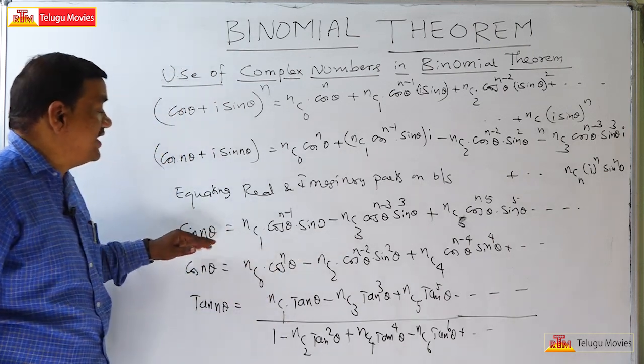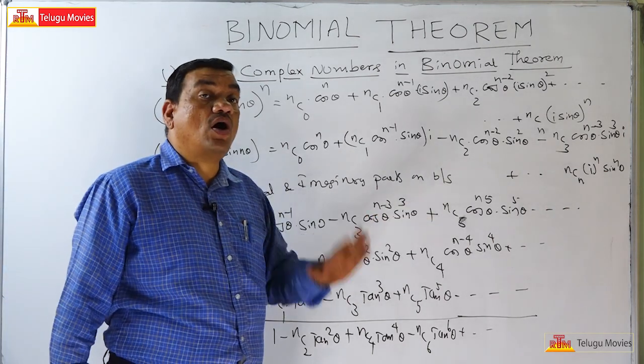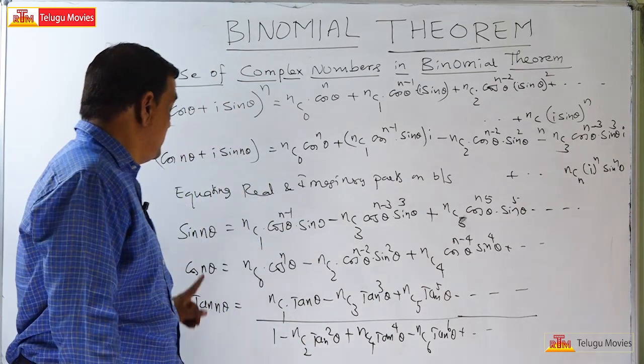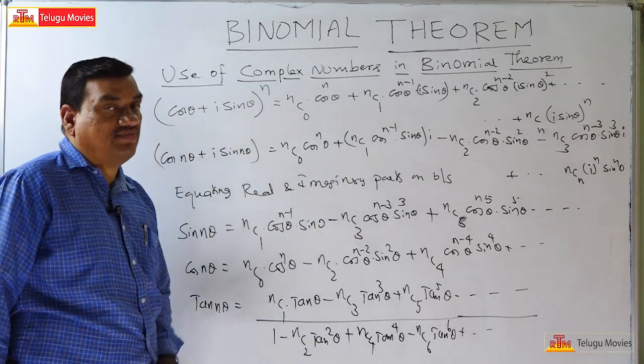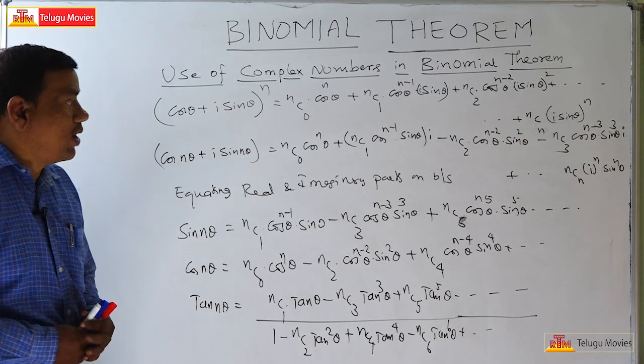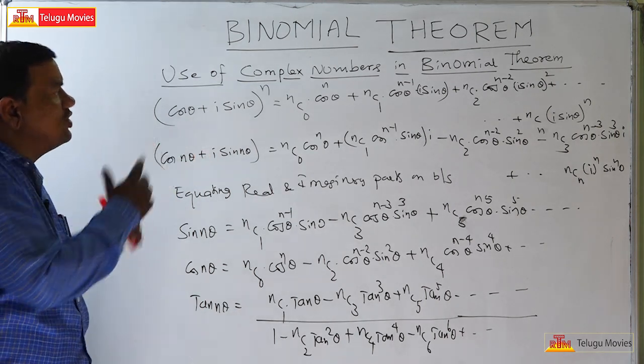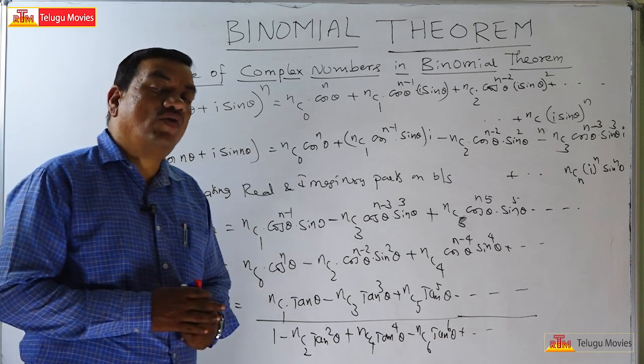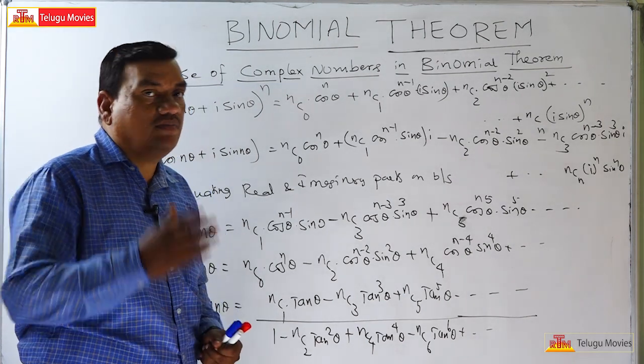Here also, sin n theta has odd suffixes 1, 3, 5, and for cos, even suffixes. If you remember that, the problems will be very easy. Based on this concept, we have very nice problems. Let us see those problems.